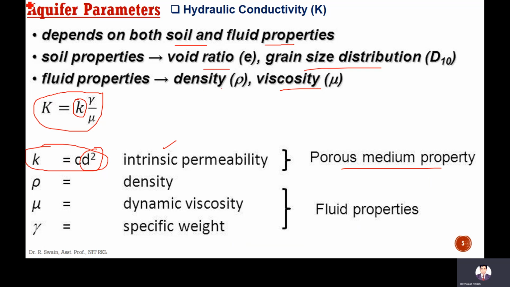Rho is density, mu is dynamic viscosity, and gamma is specific weight. This gamma is nothing but rho g. So I can write K into rho g divided by mu, where rho is the density and mu is the coefficient of dynamic viscosity. These rho, mu and gamma are the fluid properties, but k, which is C D square, is only the soil property. So this is the difference between hydraulic conductivity and the intrinsic permeability, which we usually just call permeability.